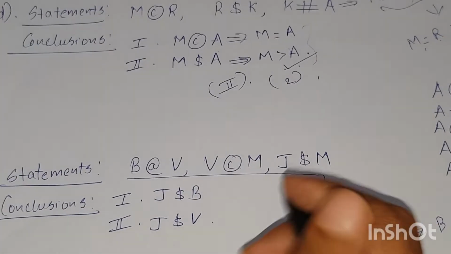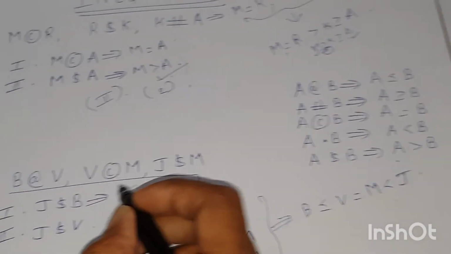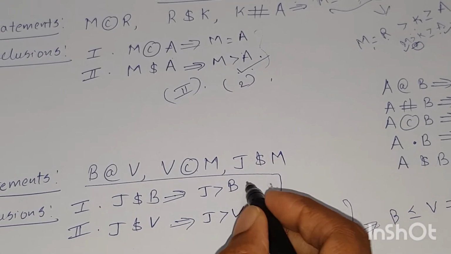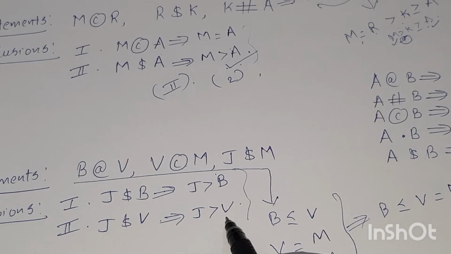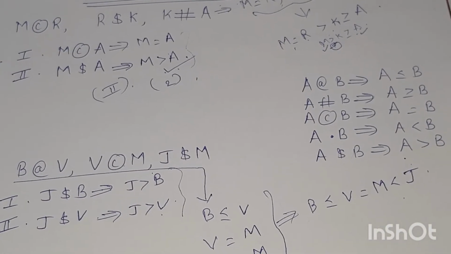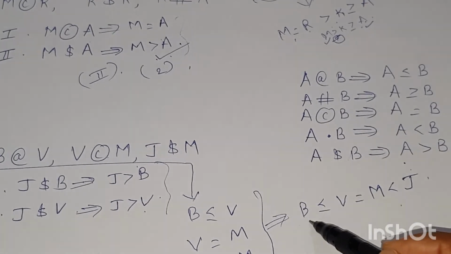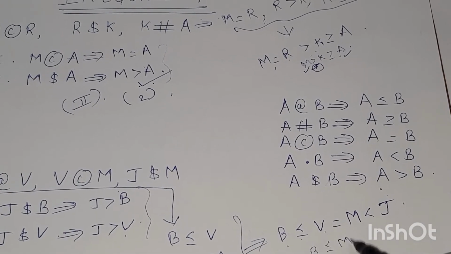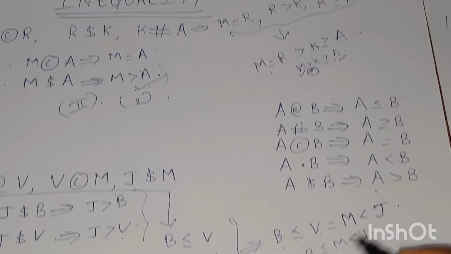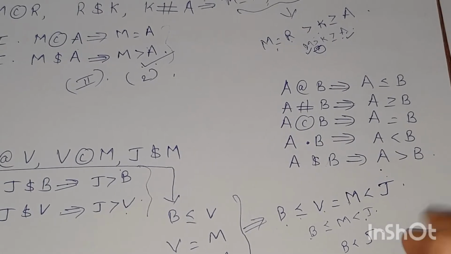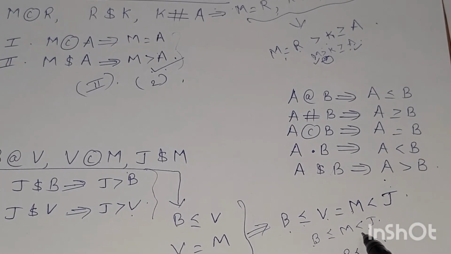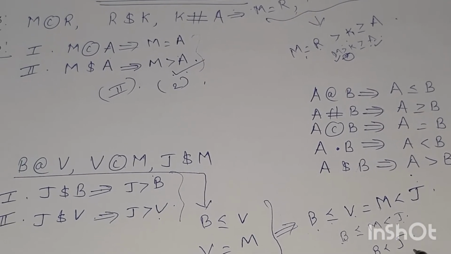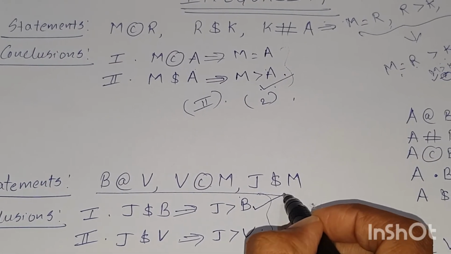Now the conclusions. Dollar means greater than, right? So J greater than B, and J dollar V means J greater than V. You have to find out whether this one or both are true or not. Okay, so between J and B, is there any relation? Yes. B is less than or equal to V is equal to M can be rewritten as B less than or equal to M, because V is same as M. Less than J. B is less than J, right? B is less than J, because here there is no equal to sign. The relationship between B and J is B is less than J, or J is greater than B. So the first option is true. J is greater than B.